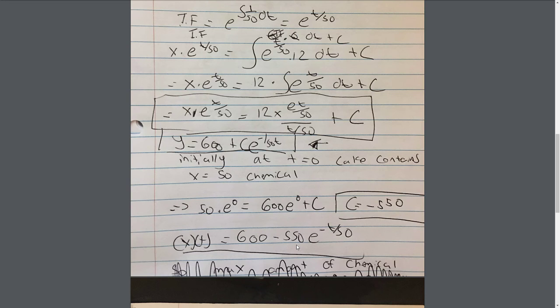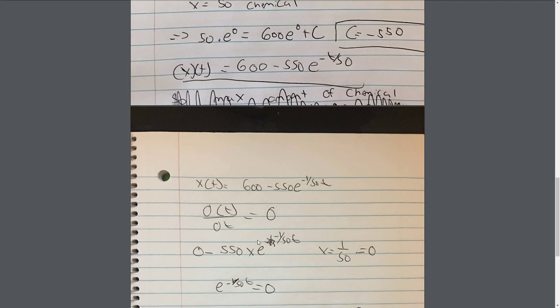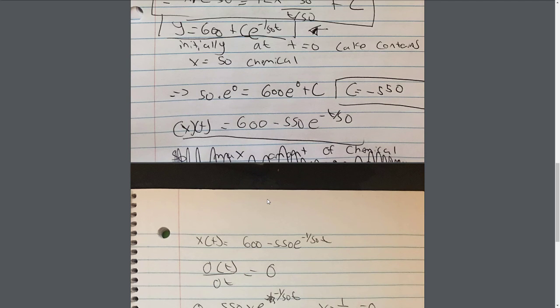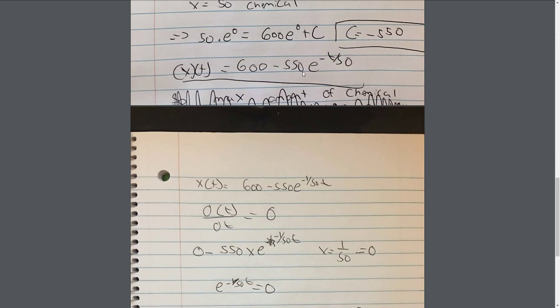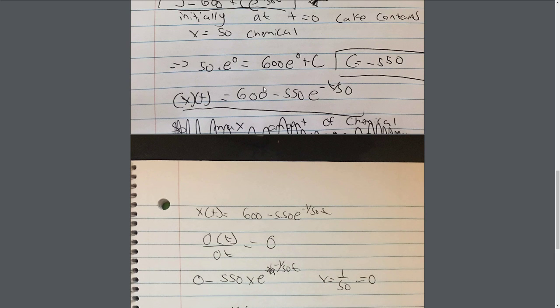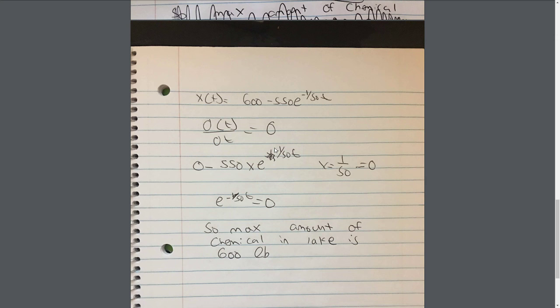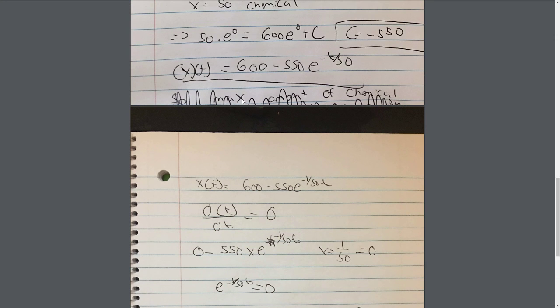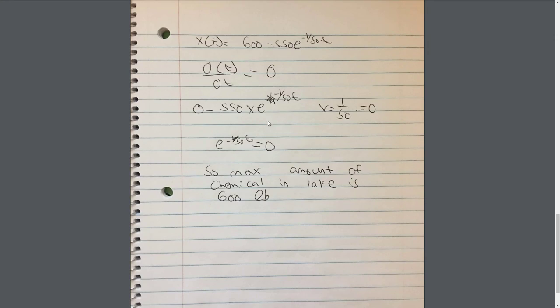Now we have to solve for the maximum. To do that, you could do the algebra approach, or you could just know that eventually the exponential term goes to 0, and then you're just left with 600 by itself. So we could say the maximum amount of chemical in the lake was 600. So there you go. Thank you.